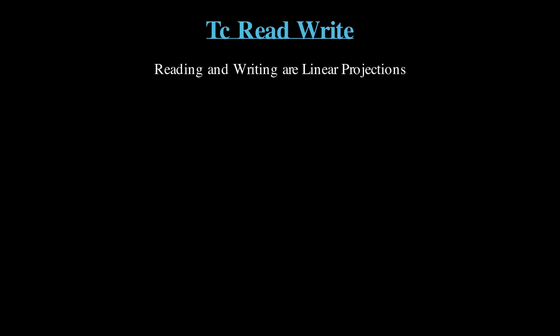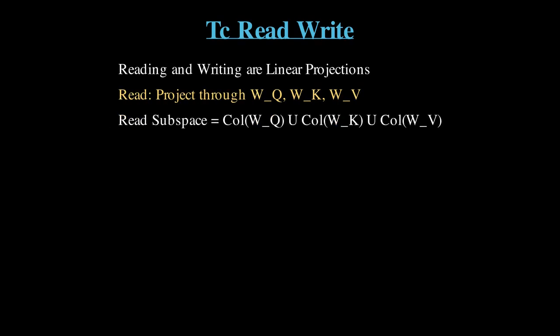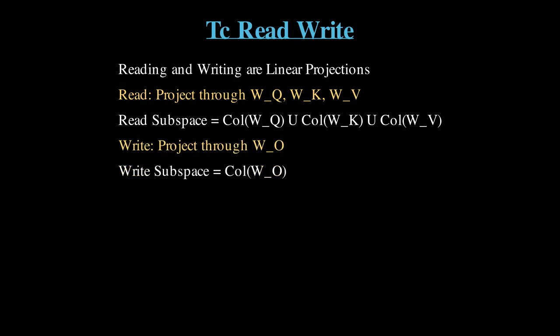An attention head reads information from the stream by projecting it through its weight matrices, W_Q, W_K, and W_V. The set of all possible inputs a head can meaningfully process is its read subspace, the column space of these input projections. It's a particular slice of the d_model dimensional space. After the head computes its attention-weighted value, it writes the result back to the stream by projecting its output through W_O. The column space of W_O is the head's write subspace. So every head has its own preferred read and write subspaces.